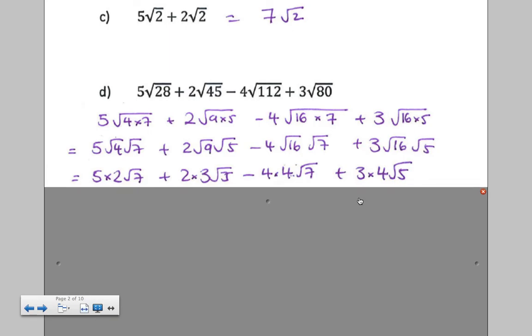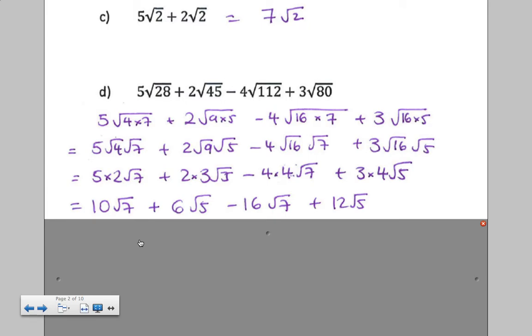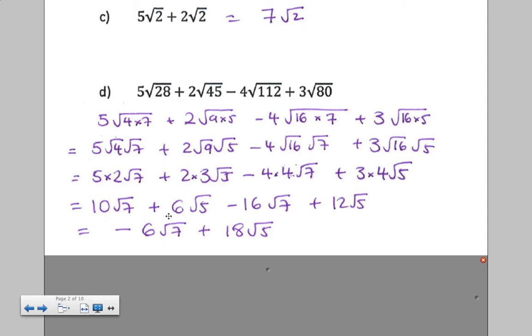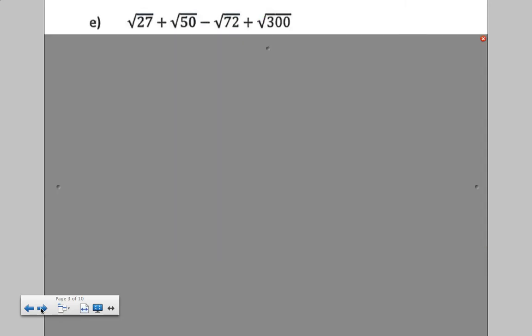And then I can actually replace root 4 with a 2, root 9 with a 3, root 16 with a 4, root 16 with a 4. And I can simplify. And now that I've simplified each term as much as possible, I can actually collect like terms. So 10 root 7 minus 16 root 7 is minus 6 root 7, and 6 root 5 plus 12 root 5 is 18 root 5.